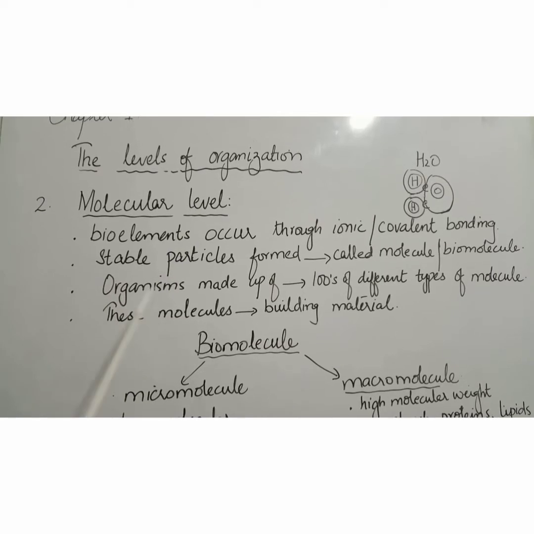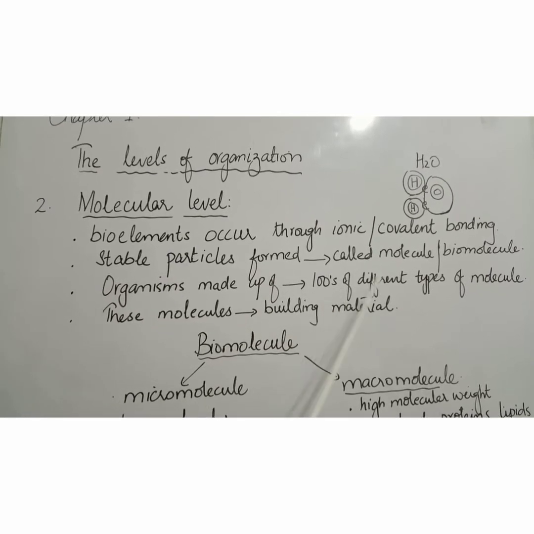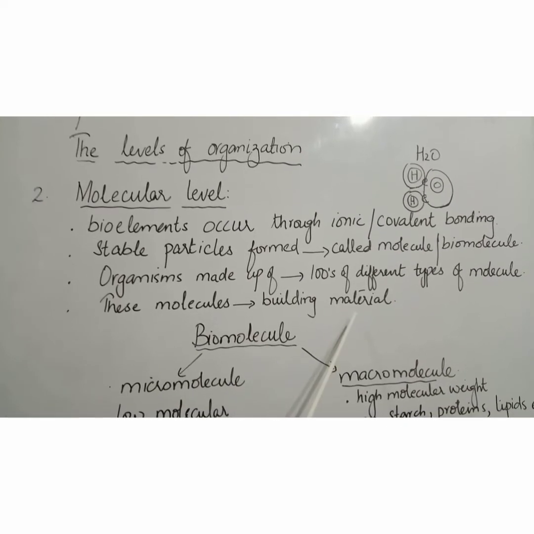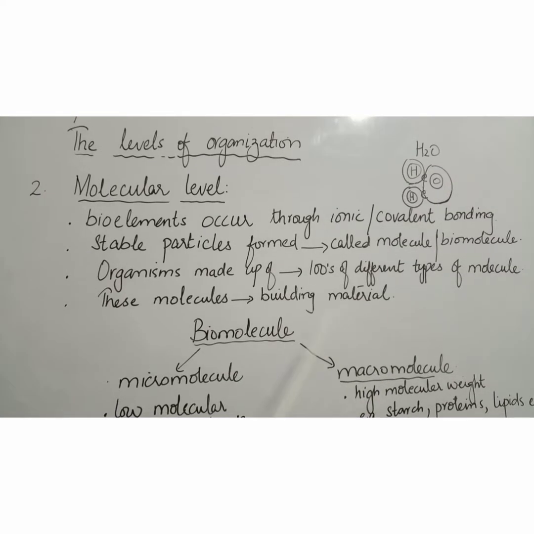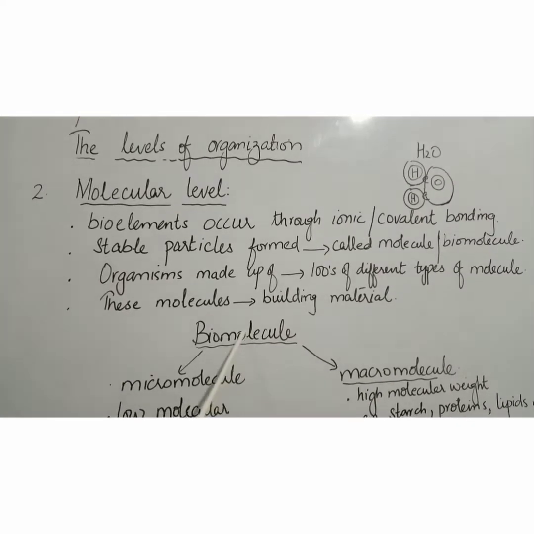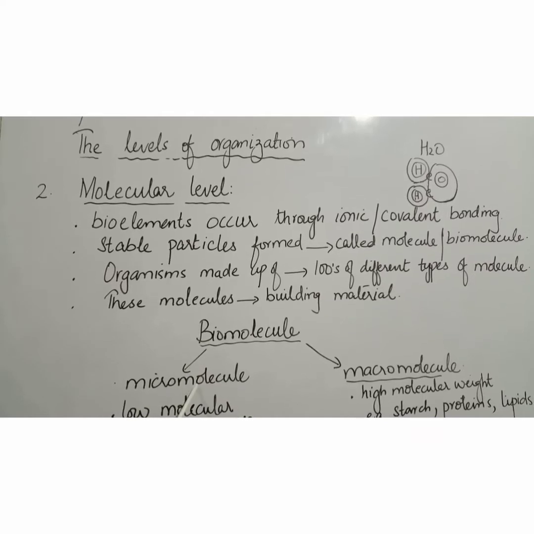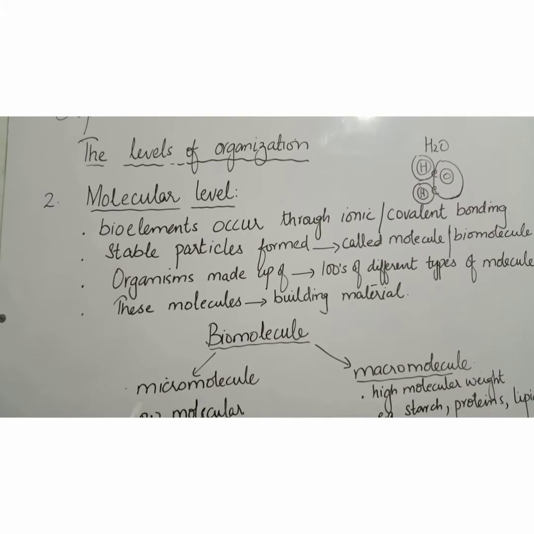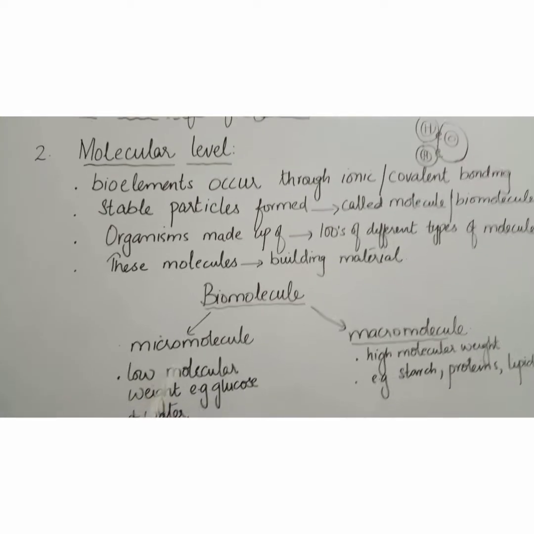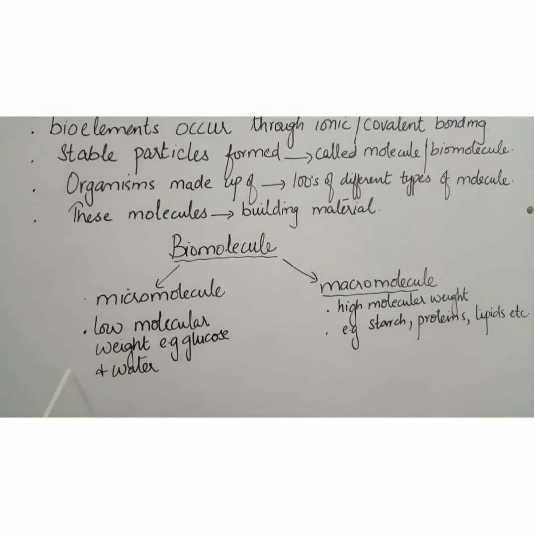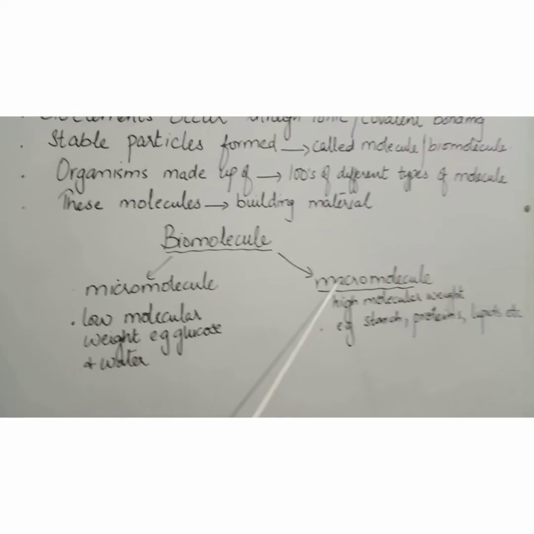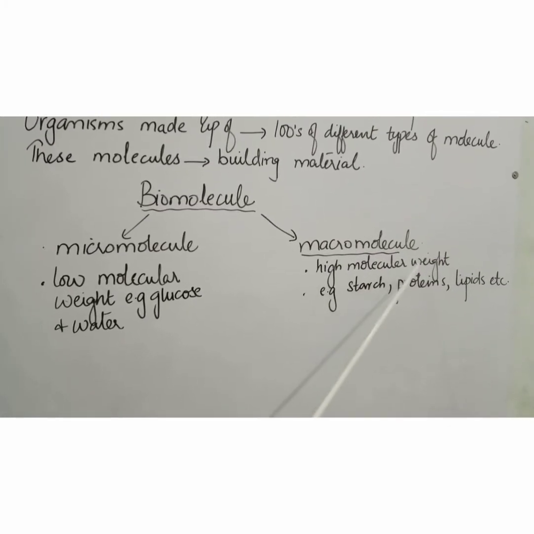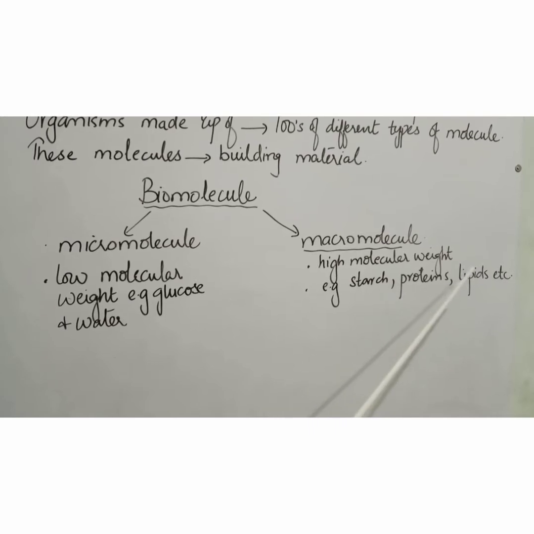Students, organisms are made up of hundreds of different types of molecules. These molecules are the building material in our body. These biomolecules consist of micromolecules. As the name indicates, micro means low level, so they have low molecular weight, for example glucose and water. The second type is macromolecules. Macro, as the name indicates, means high molecular weight, for example starch, proteins, and lipids, etc.